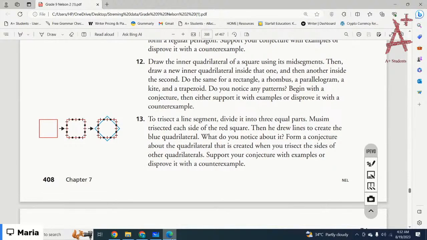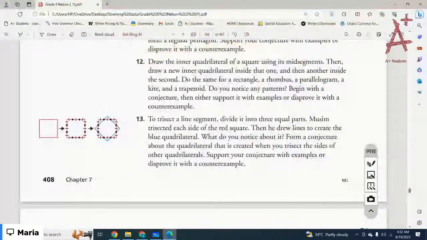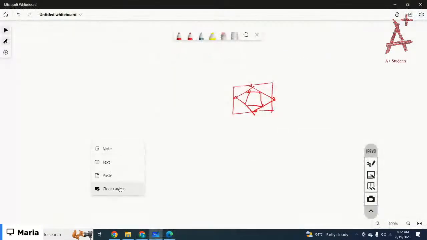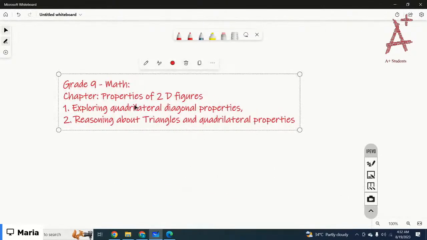Okay, so we're working on Grade 9 math. We're working on chapter 7, properties of 2D figures, and the lessons we have covered are exploring quadrilateral diagonal properties and reasoning about triangles and quadrilateral properties.